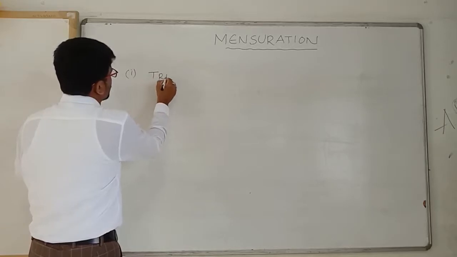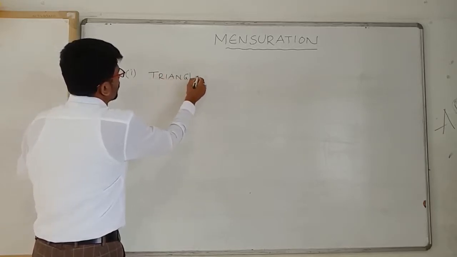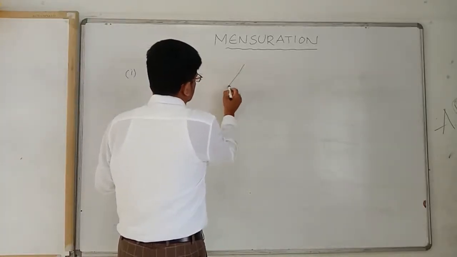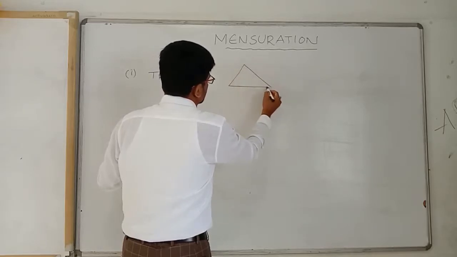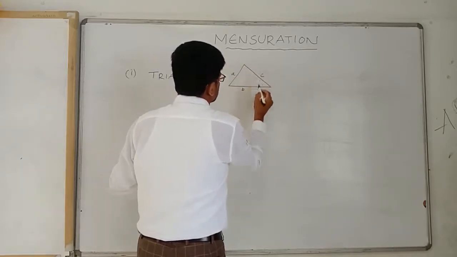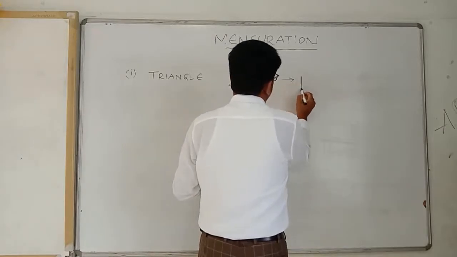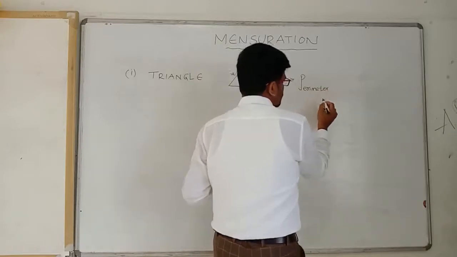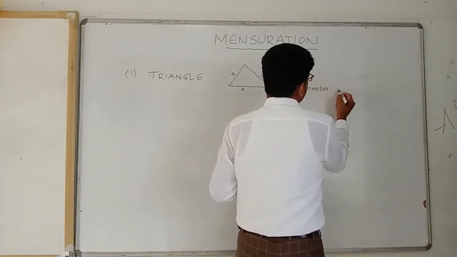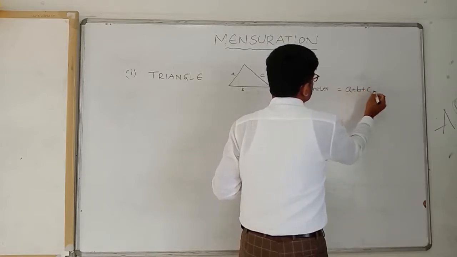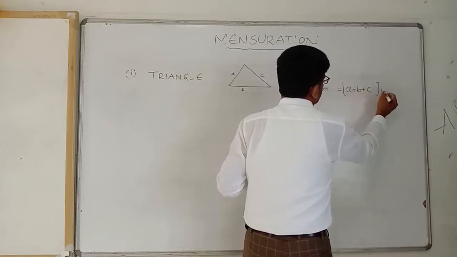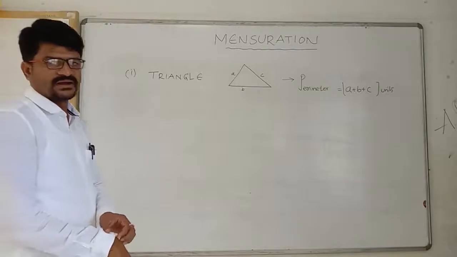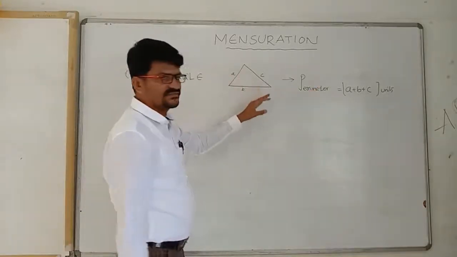Triangle, means A, B, C. That implies perimeter is equal to A plus B plus C units. Am I right? This is the triangle perimeter. Triangle perimeter is equal to A plus B plus C, because we have three different sides.